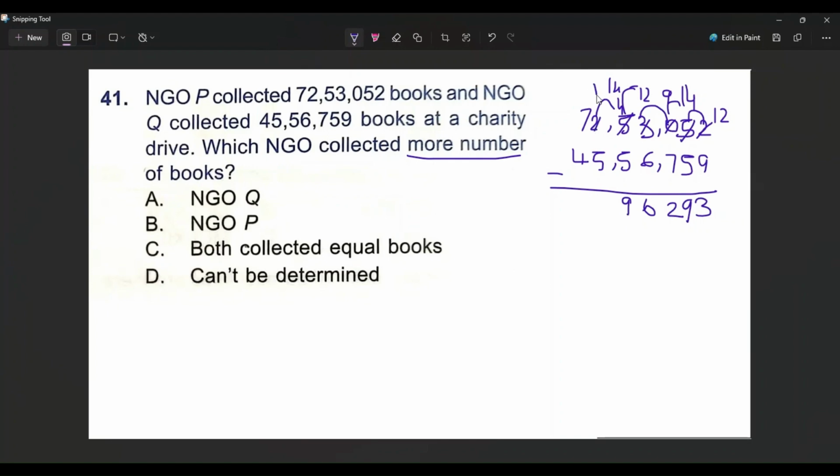So here it becomes 1. 1 minus 5 will not go, take a borrow. It becomes 11. 11 minus 5 is 6. So here it becomes 6. 6 minus 4 is 2. So 22 lakhs 96,293 is the answer. So NGO Q, NGO P both collected equal books. D can't be determined. So our answer is NGO P. B is the answer. Option B is the correct answer, children.